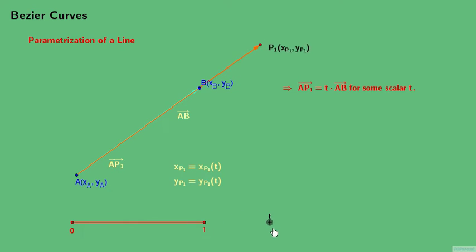By pushing the value of t beyond the value 1, we are able to get all the points beyond B. On the other hand, the negative values of t generate the points on the other side of A from B.